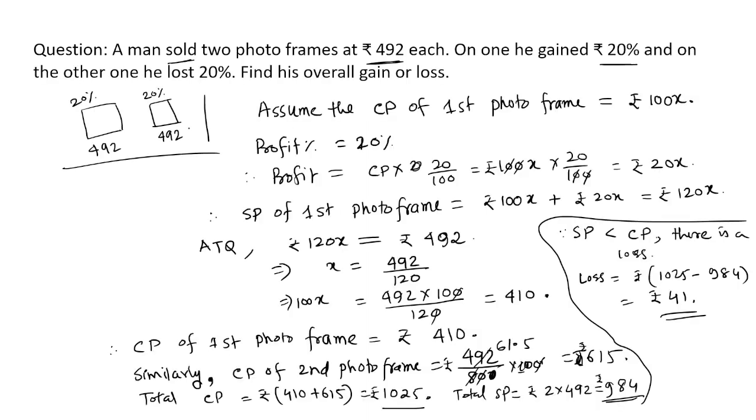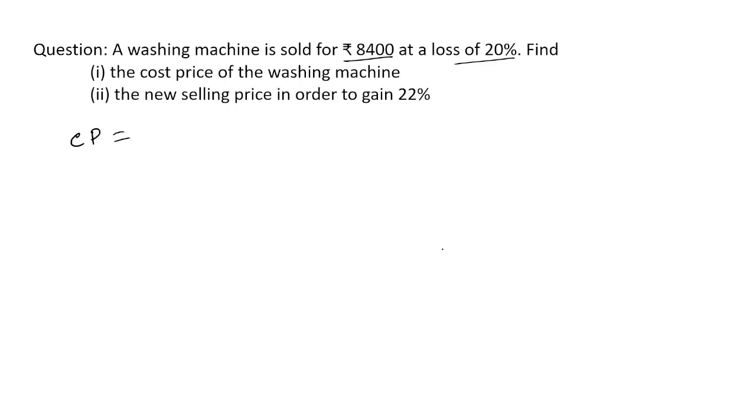The formula would be: here the SP is divided by 100 plus the profit percent, that is, SP divided by 100 plus profit percent, and I write it as R into 100. If there is a loss, I have to write minus R. If there is a gain, I have to write plus R. So that is the formula.